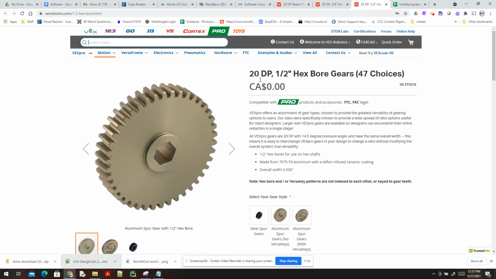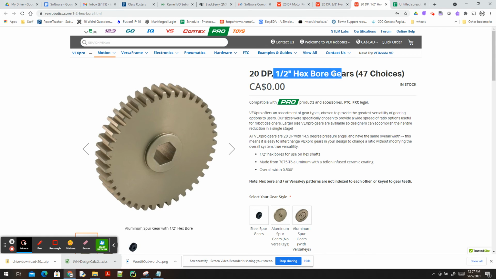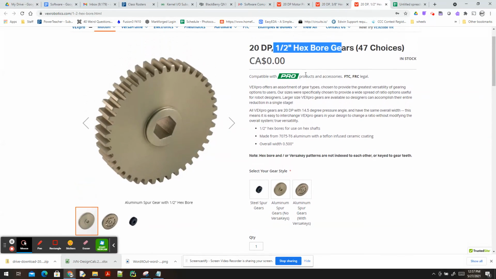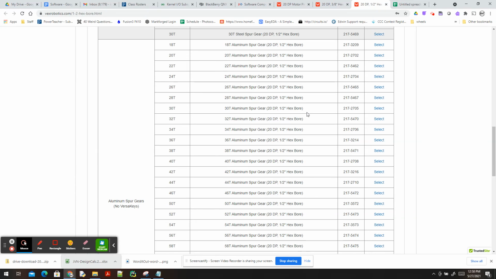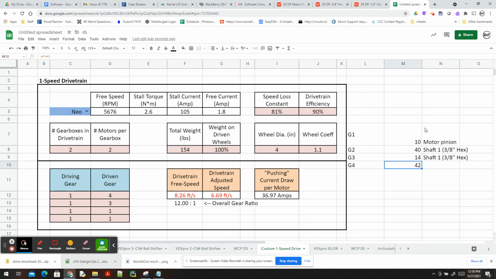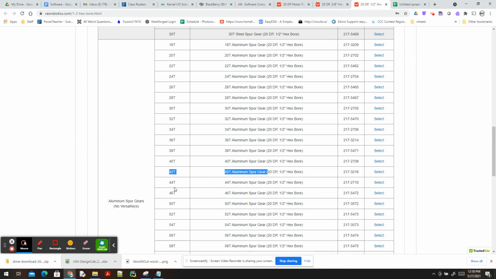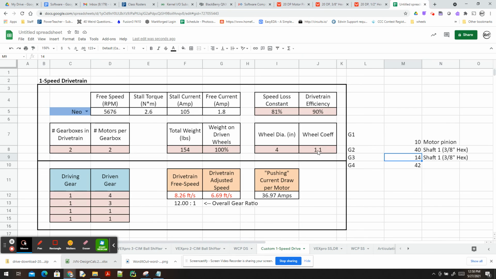I am going to use a 1/2 inch for my second shaft, because this is the shaft that gets mounted to my wheel. And for our wheels, we are using 1/2 inch hex wheels for the hubs. So there's 42, so I can use that. There's my gears that I picked. And if I make a change, I have to find the appropriate gear for that size. I hope that helps.